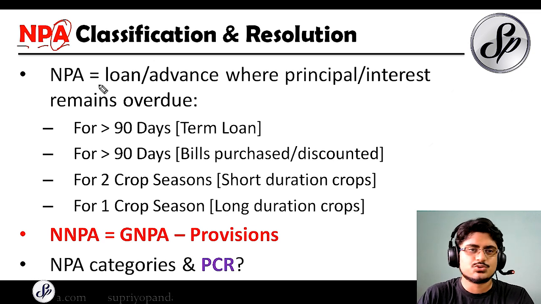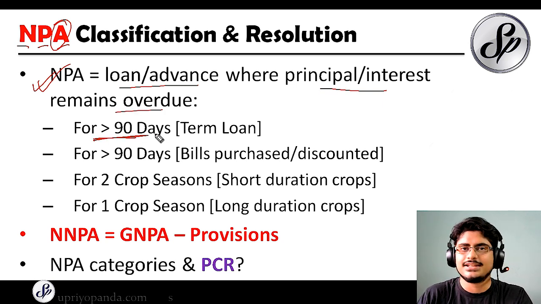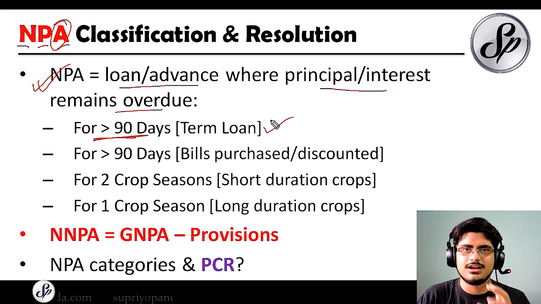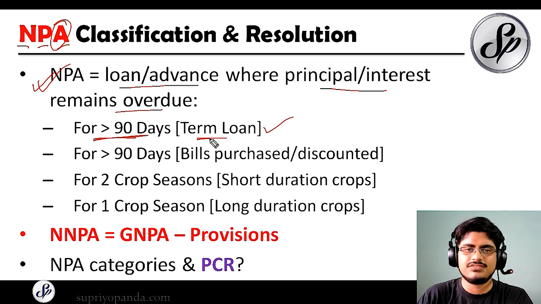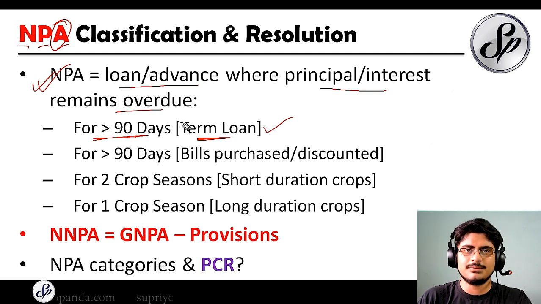Let's find out. The first thing that you need to remember is the definition of the NPA. Any loan or advance where the principal or the interest, any one of them or both of them, remains overdue for greater than 90 days, it is called a term loan. Now remember that there are various classifications of loans, and they can become NPA using a slightly different methodology. So in case you have term loans, then if you have the principal or the interest overdue for greater than 90 days, then you can call them an NPA.